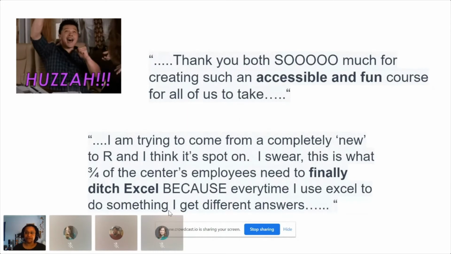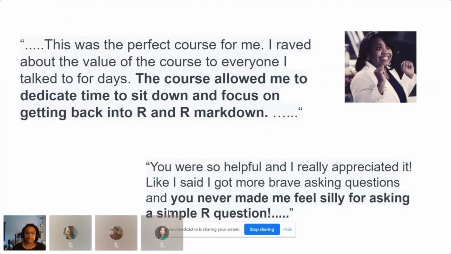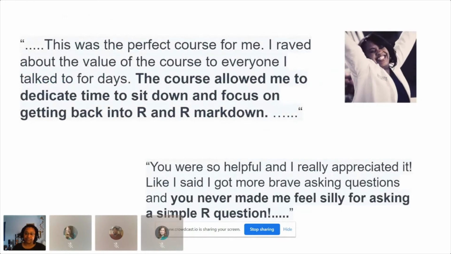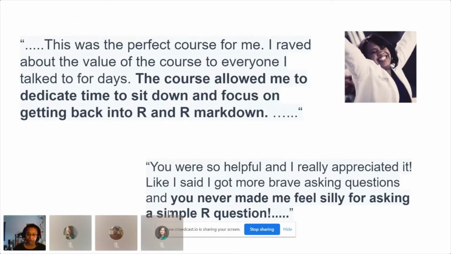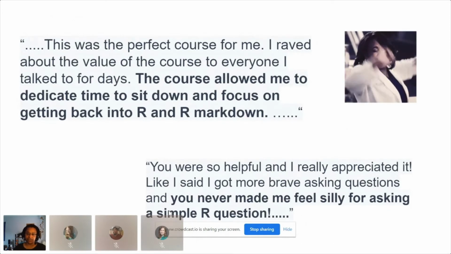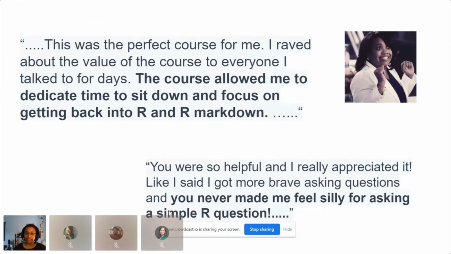So here, I'm highlighting accessible and fun. I can finally ditch Excel because now I have a way of reproducing the same example over and over again, or the same answer. Finding that time to sit down and do R in your workday. We provided that hour or that 4-hour chunk of time in their workday that was scheduled so they can come back and get working on their products, because the hurdle to learn coding is very steep.